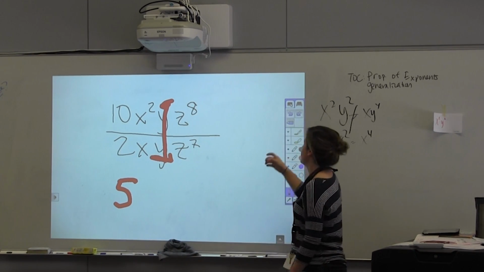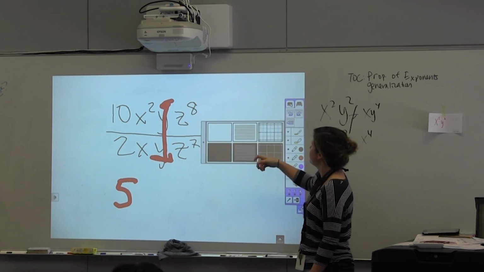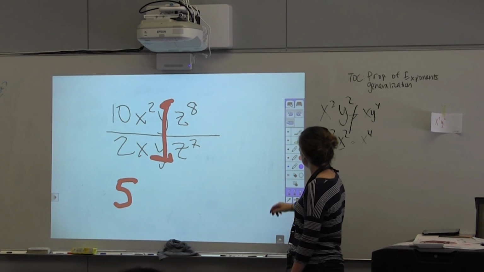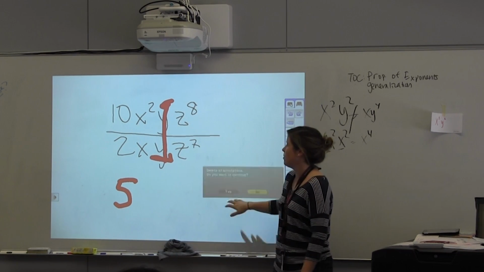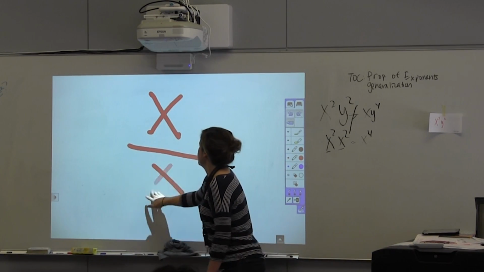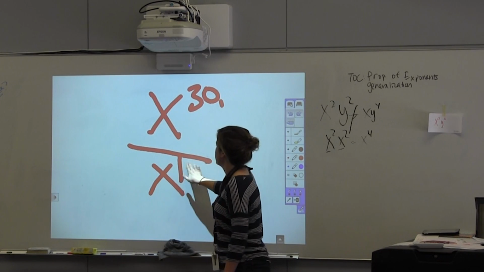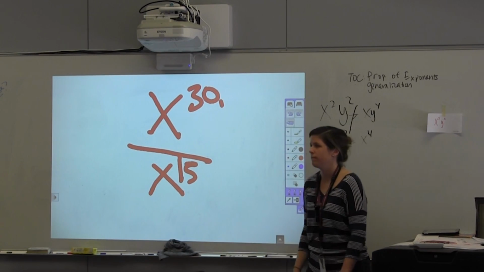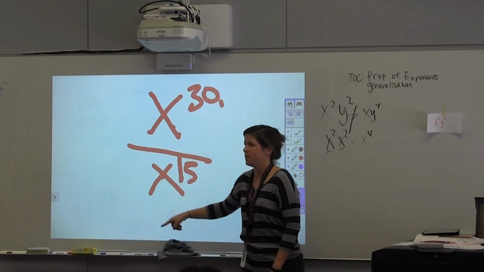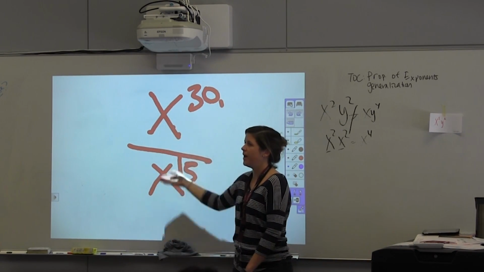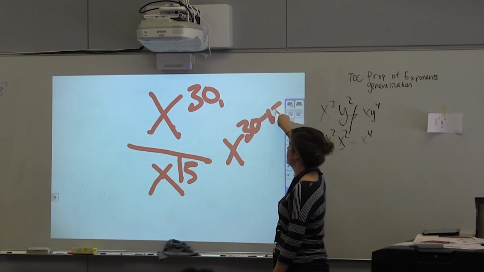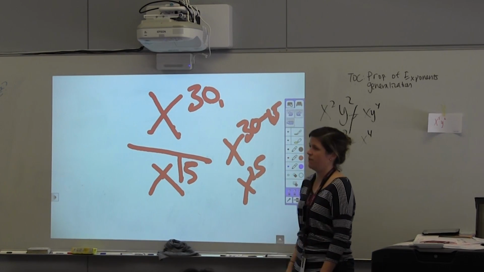What I really wanted to get at, though, is what do I do when I've got a problem like this? Riley. When the variables are the same, you can subtract the exponents. When the bases are the same, and I'm dividing, I can just subtract the exponents. So I would get 30 minus 15, x to the 15.